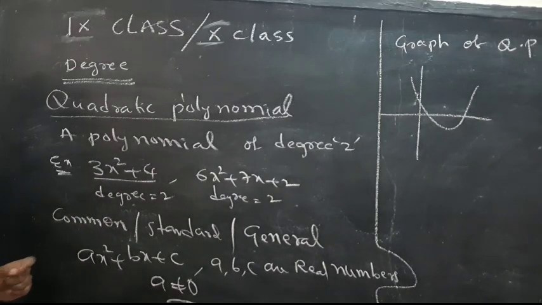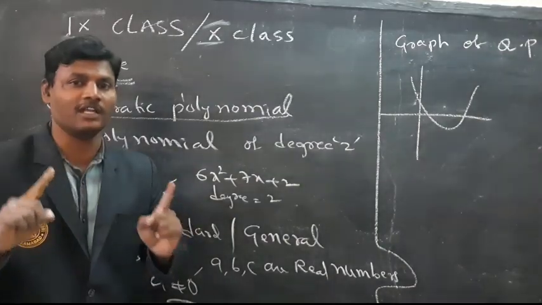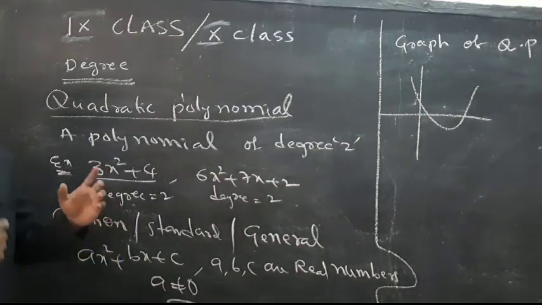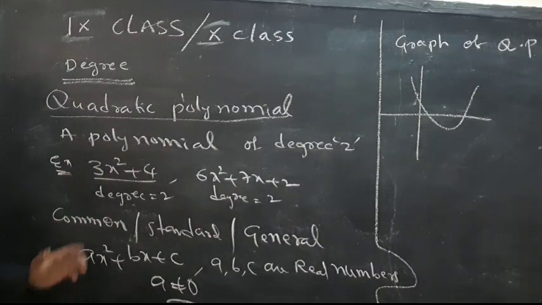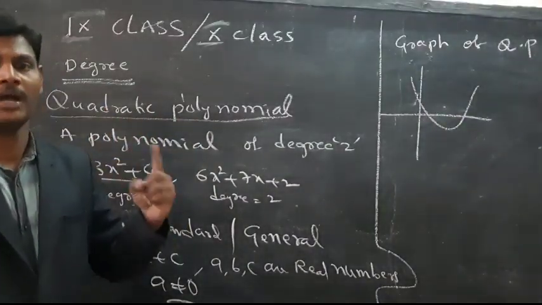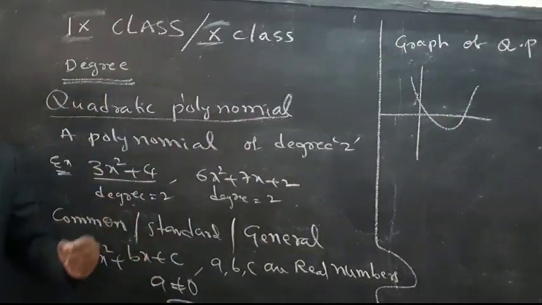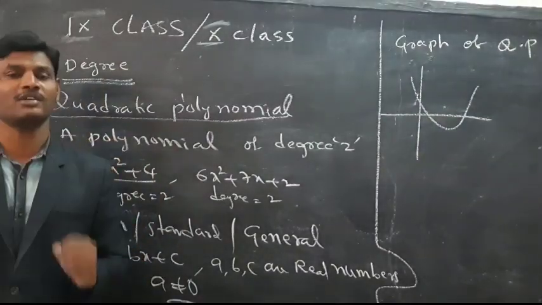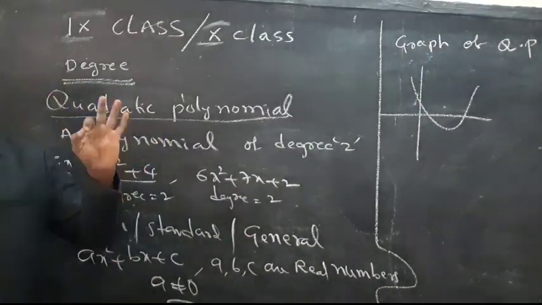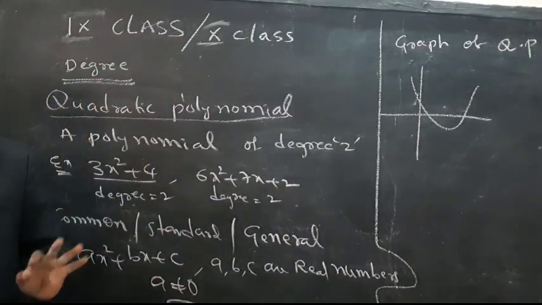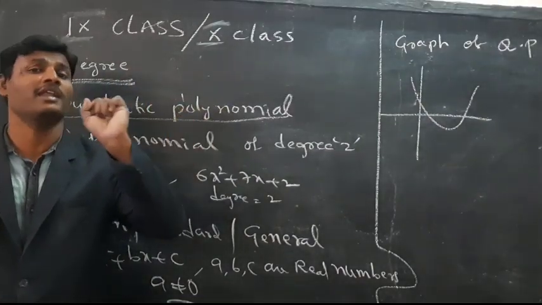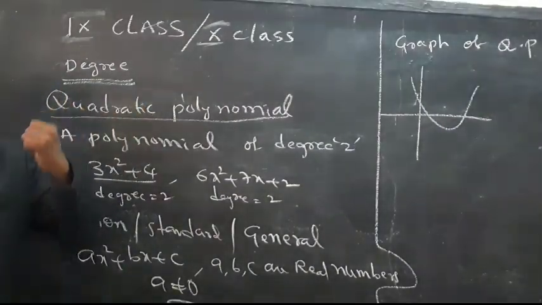What is a quadratic polynomial? A polynomial which has degree 2 is called a quadratic polynomial. What is the common form? Generally we can use ax square plus bx plus c to represent a quadratic polynomial, where a, b, c are real numbers and a is not equal to 0. Here also one more question. What is the condition to say ax square plus bx plus c as a quadratic polynomial? a, b, c are real numbers and a is not equal to 0.